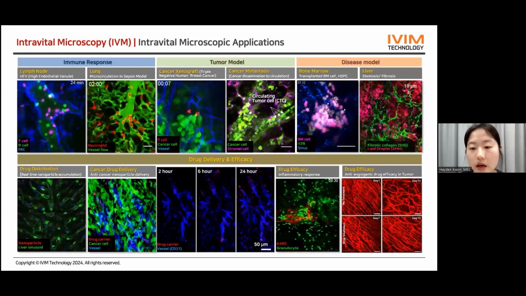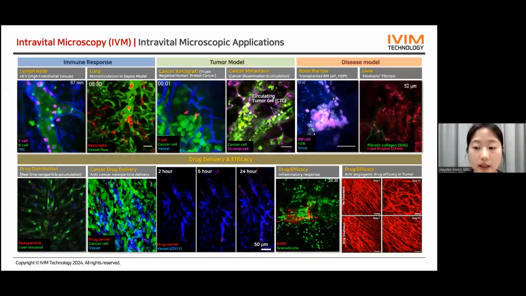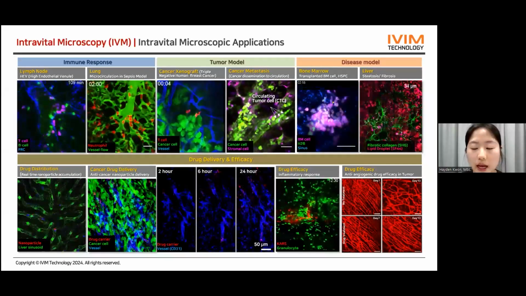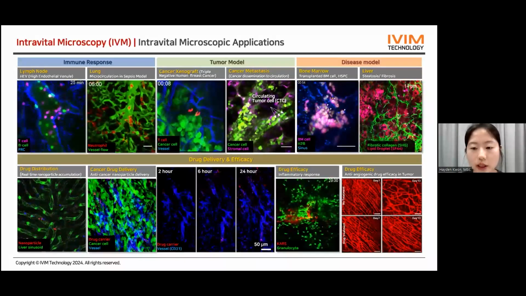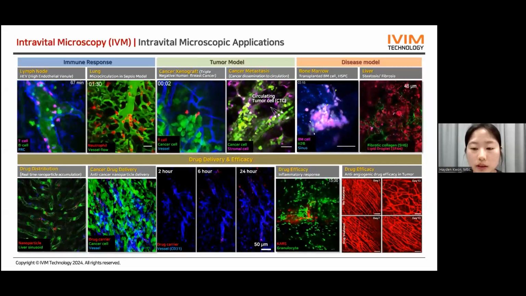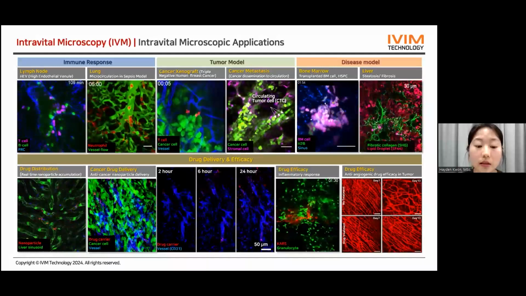Okay. Based on the advantages of being able to image organs in a living animal's body at the cellular level, especially thanks to the window chambers, IVIM Technology's current biomicroscope is used for imaging various disease models, including cancer models, dementia models, and sepsis models, including the immune cells in lymph node.